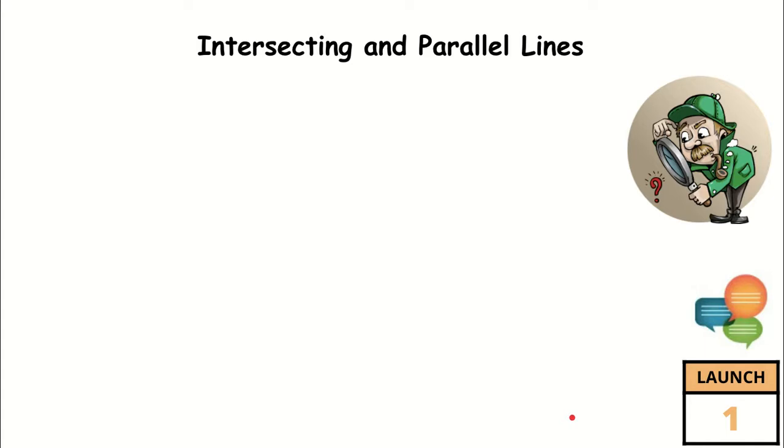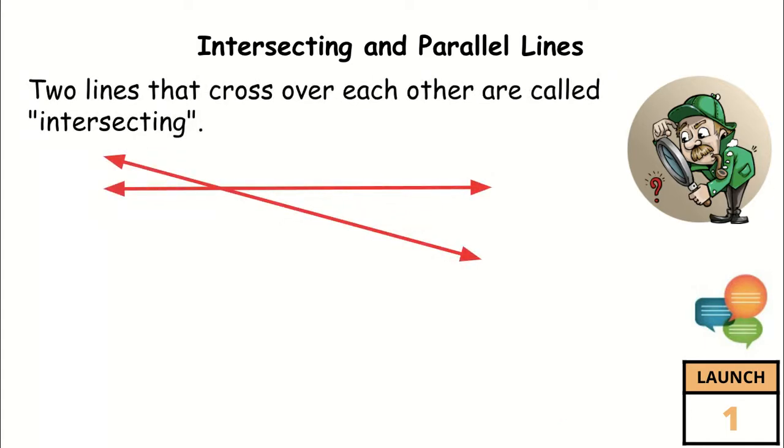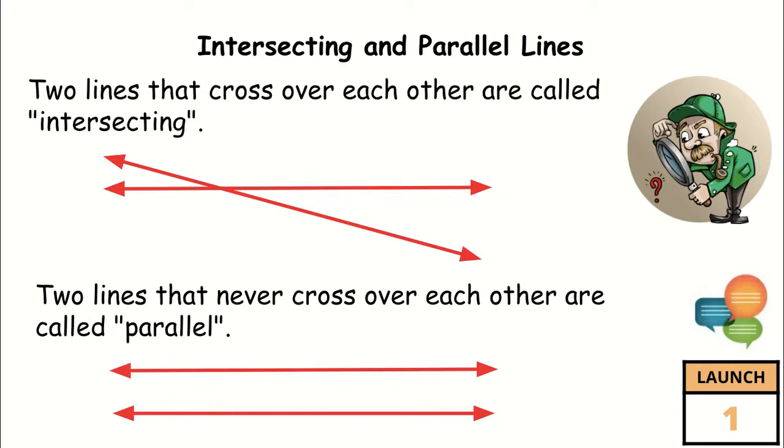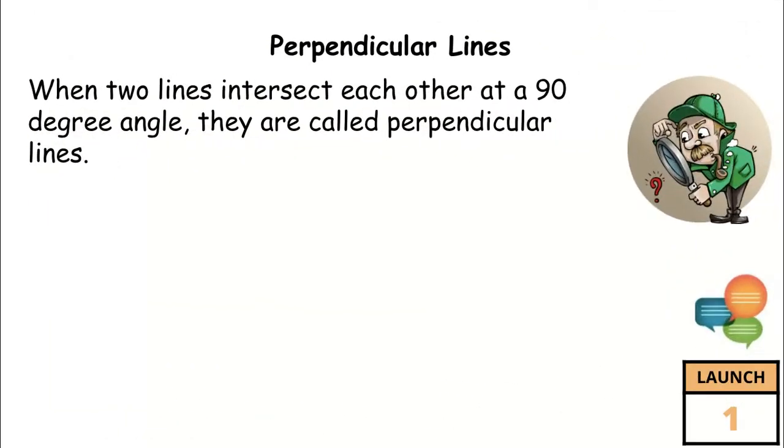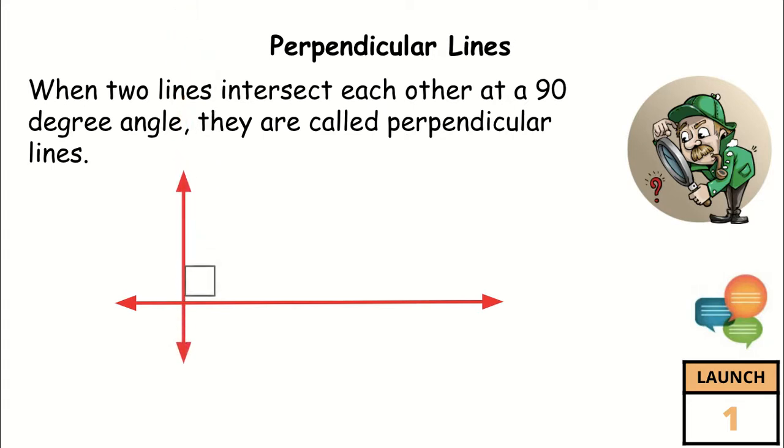So what are intersecting and parallel lines? Two lines that cross over each other are called intersecting. Two lines that never cross over each other are called parallel. When two lines intersect each other at a 90-degree angle, they are called perpendicular. For example, this line and this line cross over at a 90-degree angle, so they are perpendicular lines.